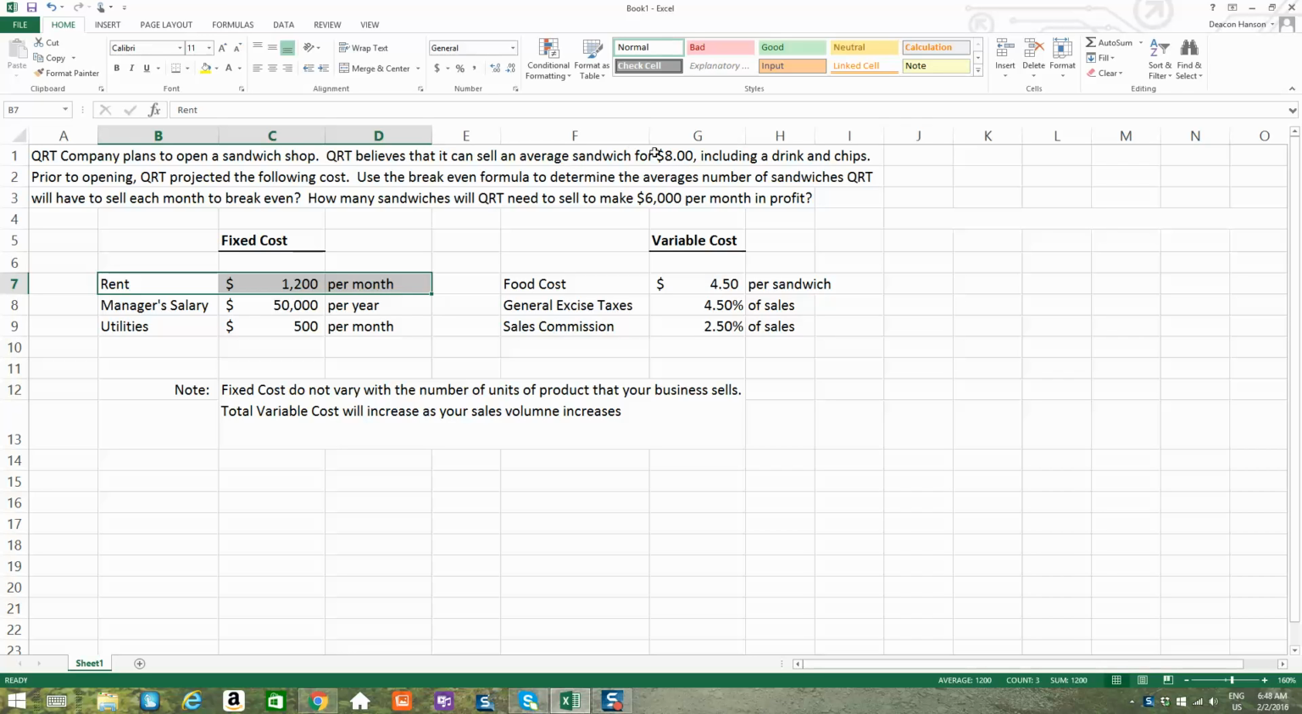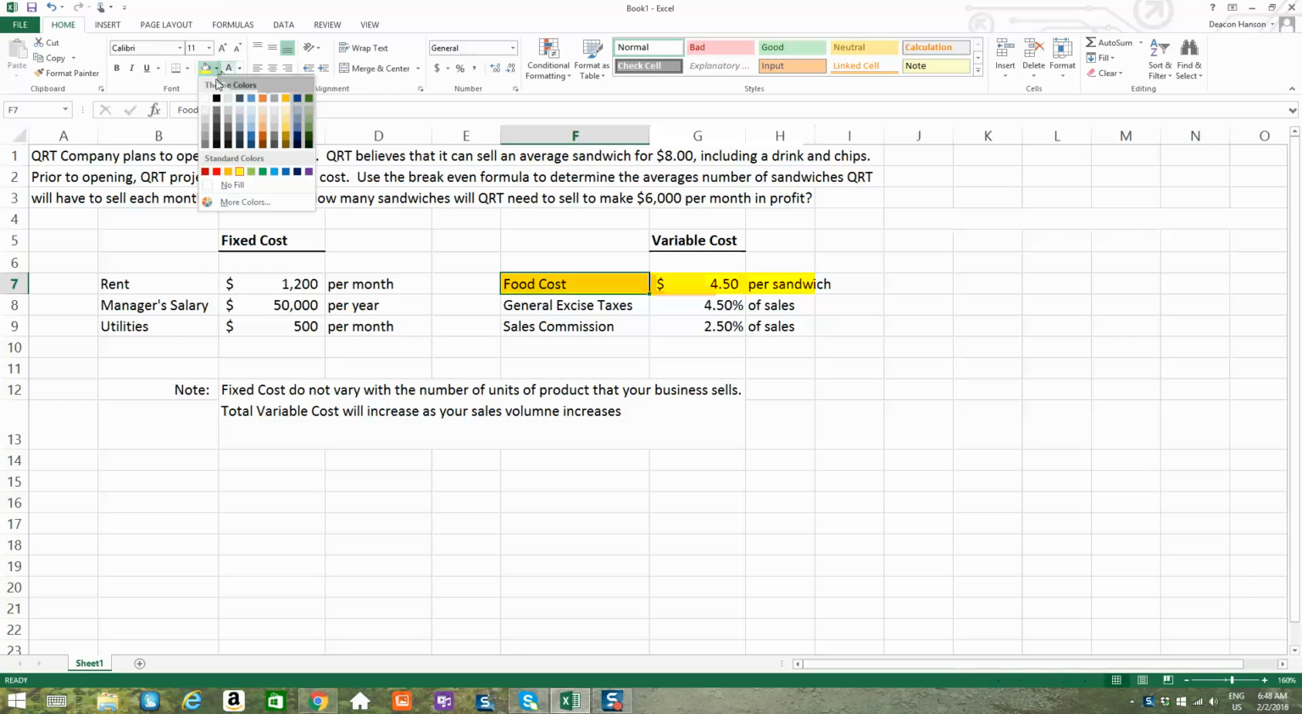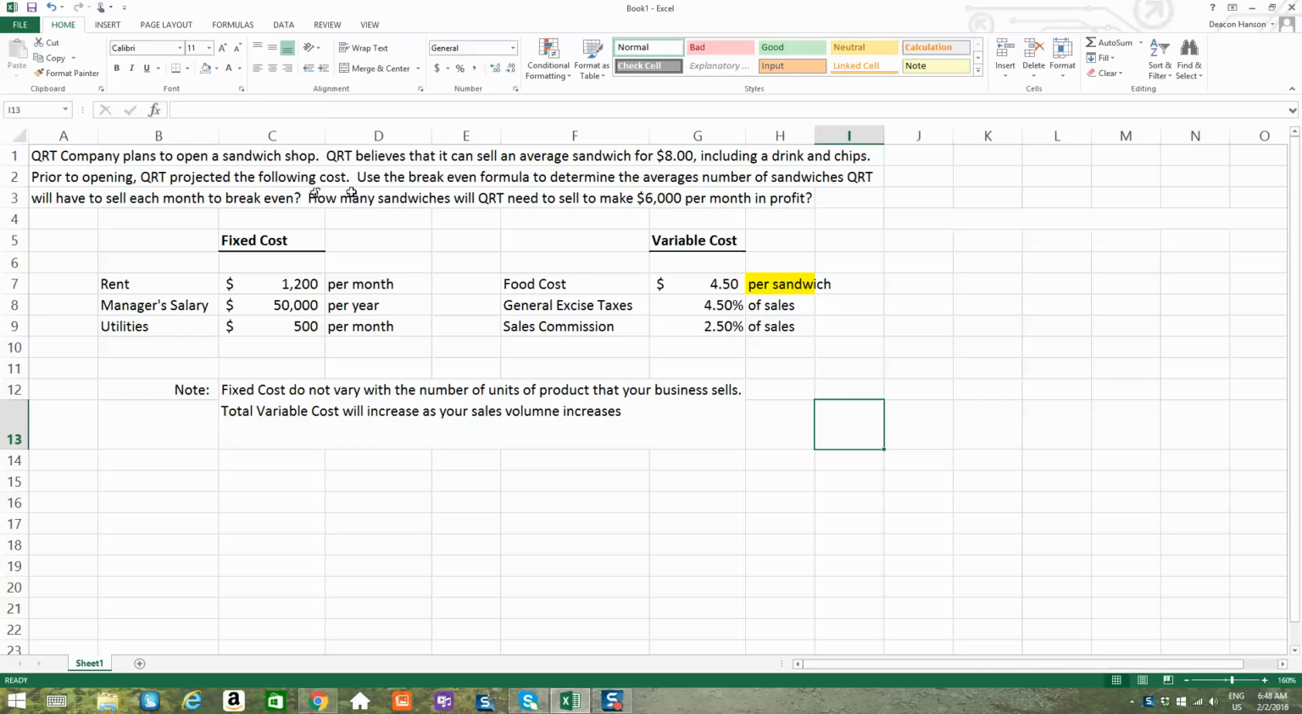Okay. Let's see. Prior to opening, QRT projected the following costs. So these are ongoing costs. These are not the startup costs. These are the costs that QRT will incur every month as they continue to operate. Projected cost, of course. Okay. There's no way to actually predict precisely.